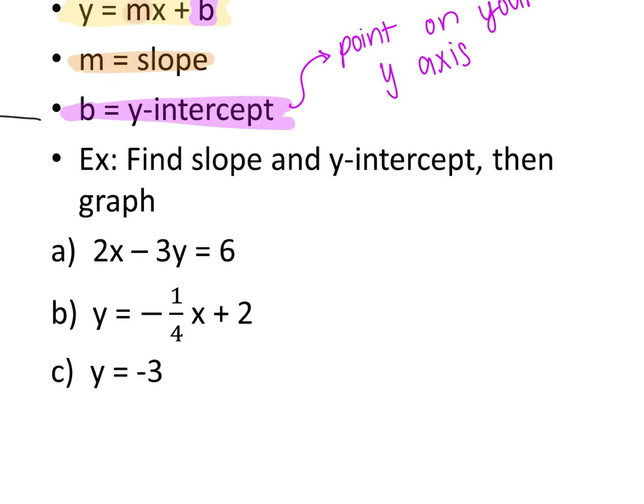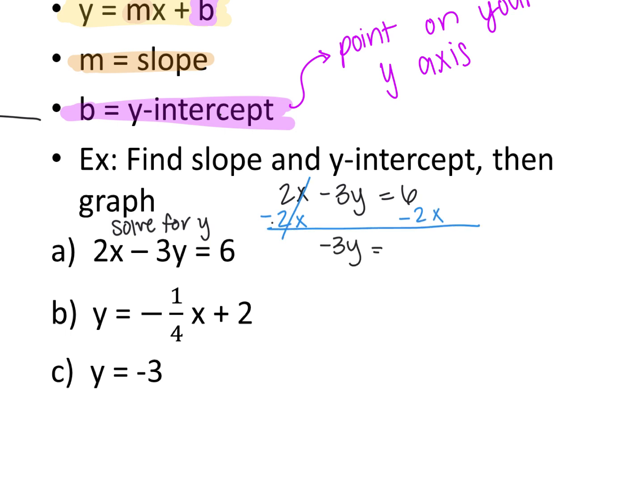We're going to go ahead and do A. Is A written in y-intercept form? No. So now we have to do it ourselves. We need to solve for y, so we need to use our algebra skills. I'm going to rewrite it: 2x minus 3y equals 6. I'm leaving my y there. I'm not moving my y. So what should I get rid of first? My 2x. I'm going to subtract 2x from both sides. I'm going to have negative 3y.